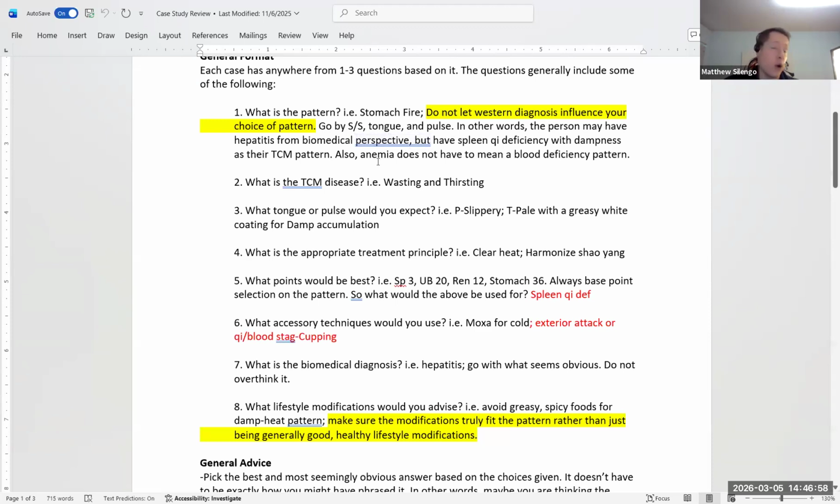Another example I put here is maybe the person has anemia from a biomedical point of view, but if you think of the symptoms of anemia, sometimes a person with anemia might have shortness of breath, they might have fatigue, they might have a weak pulse. We might say that that looks like lung qi deficiency. That might be their pattern from a TCM point of view, just depending on what symptoms they give you. Now, maybe they also have blood deficiency from a TCM point of view, because they might also be pale or something. So, I mean, they could have both, but again, don't just automatically assume anemia means blood deficiency.